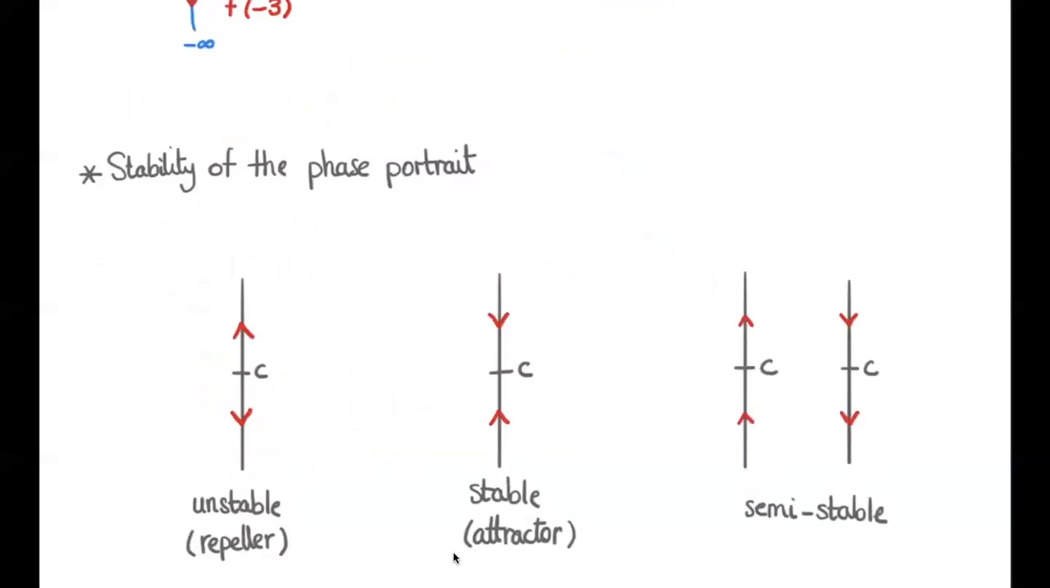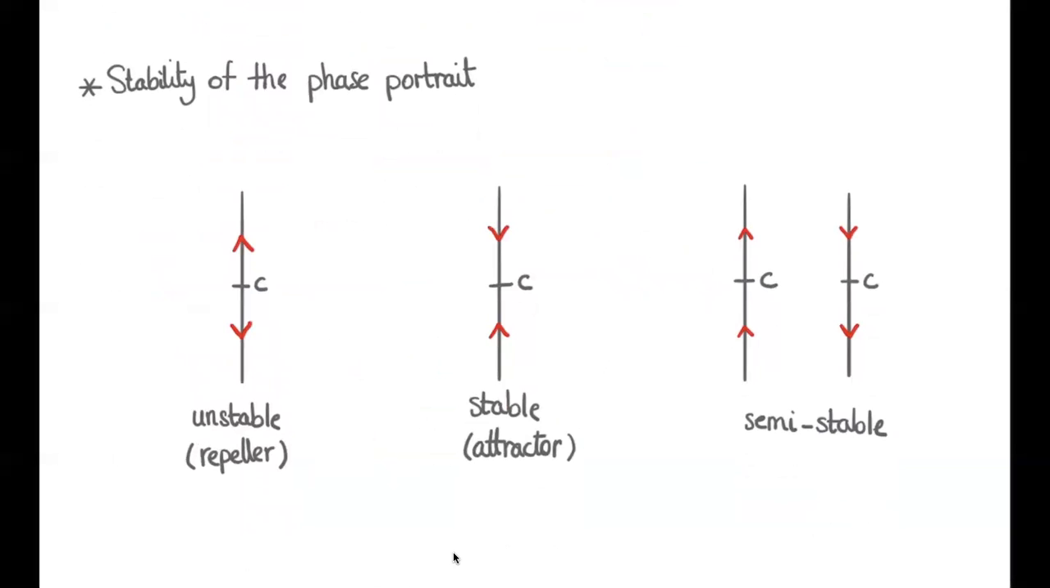So in general, there are three possibilities for a phase portrait. So let's say here is our critical point c. Since everything is moving away, for any number greater than c, the trend is increasing, and for values less than c, the trend is decreasing. So we call this critical point unstable or repeller.